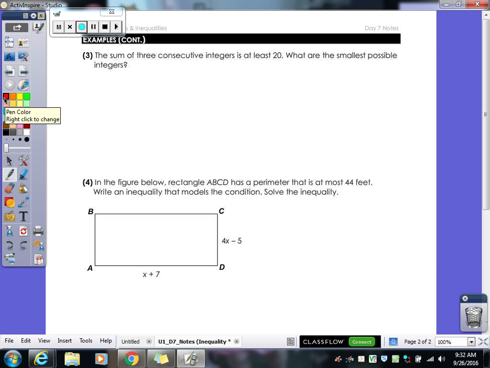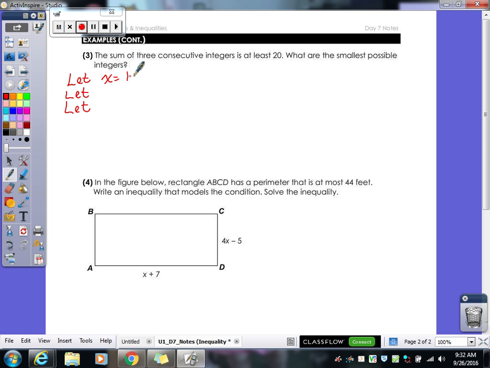All right, number 3. The sum of 3 consecutive integers is at least 20. What are the smallest possible integers? So we got 3 of them, so we need 3 let statements. They just told us they're consecutive integers. So what's our first one going to be?